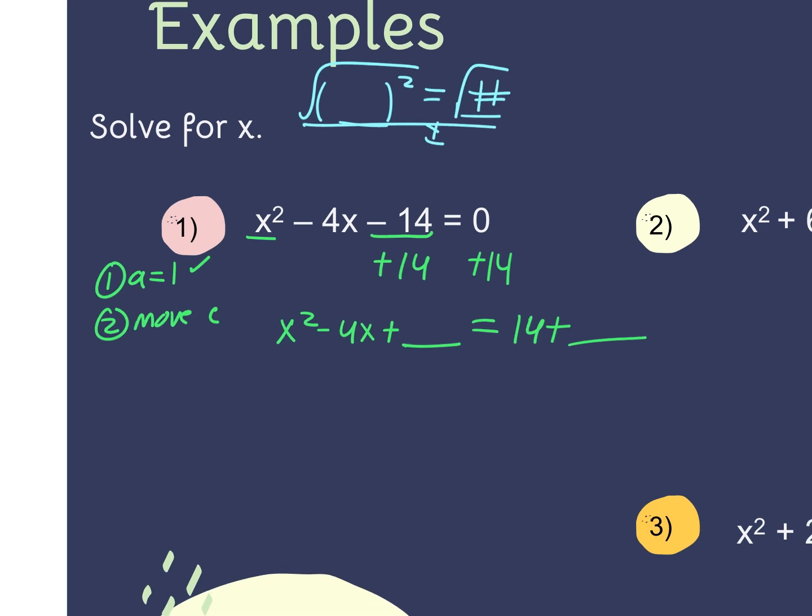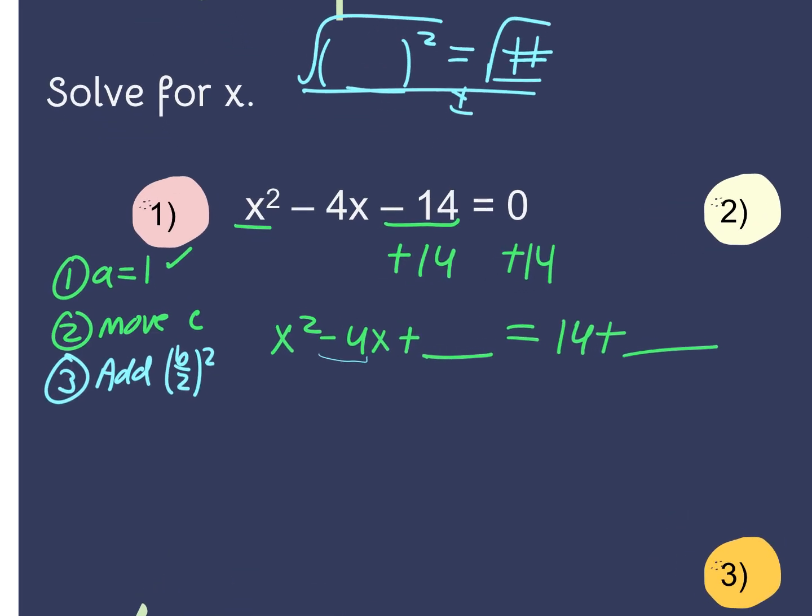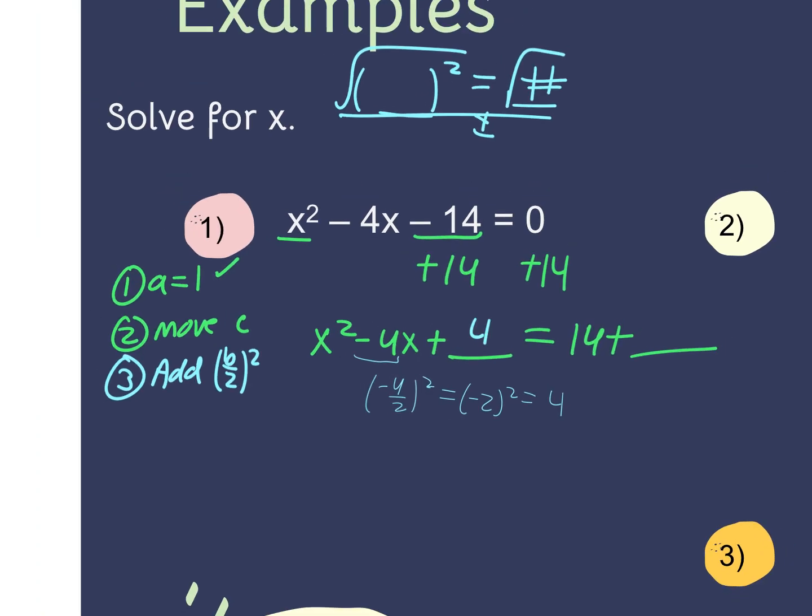So the goal in our next step is to make a perfect square trinomial. I'm going to add b over 2 squared to both sides. Now b is that middle term in front of the x, so it's going to be this negative 4. So I'm going to add negative 4 over 2 squared. What do I get when I do negative 4 over 2 squared? Okay, 4. I get negative 2 squared, which is 4. So I'm going to add 4 in this little space.